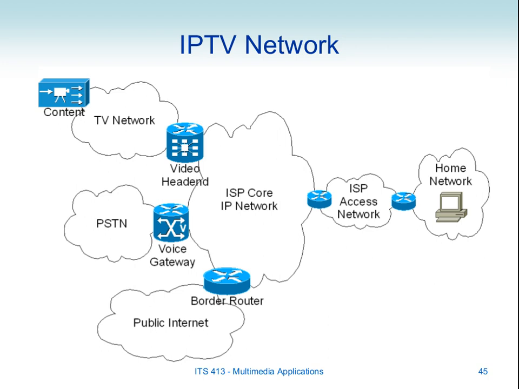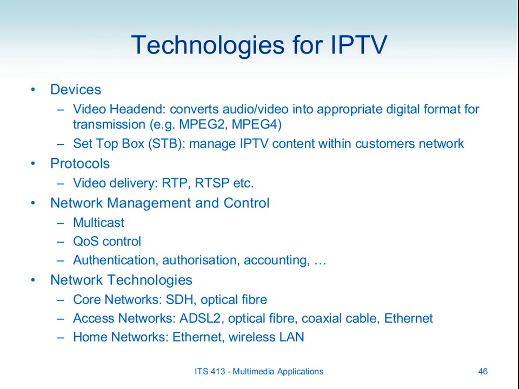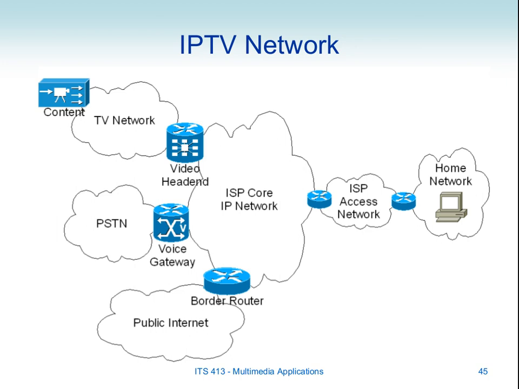Let's look at some of the requirements for this to work. The technologies. For TV content, we need the video head end that converts the audio and video from the format that's provided by the TV station into some digital format that can be sent across the network. So for example, the content may be sent across an analog or a digital network to the video head end, then that converts it into, say, MPEG-4, and that then packetizes that content, puts it into RTP packets, and sends it across the core network.